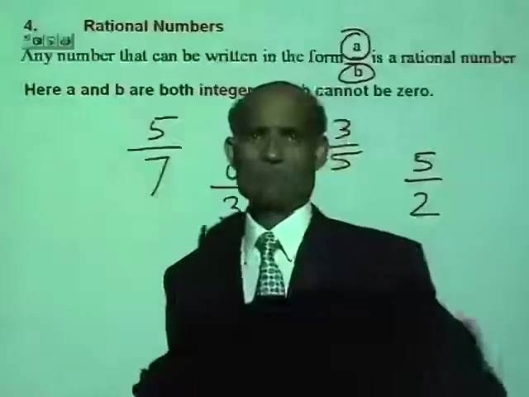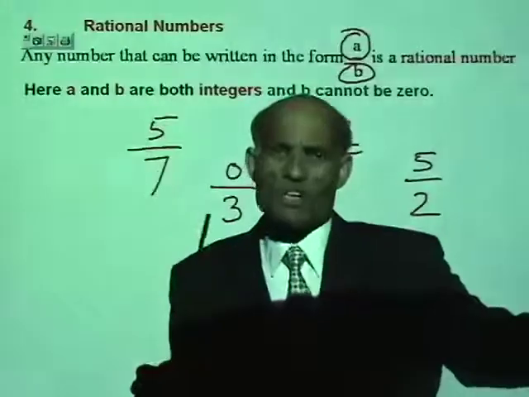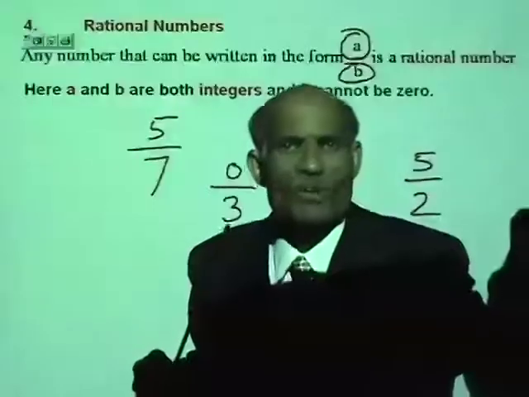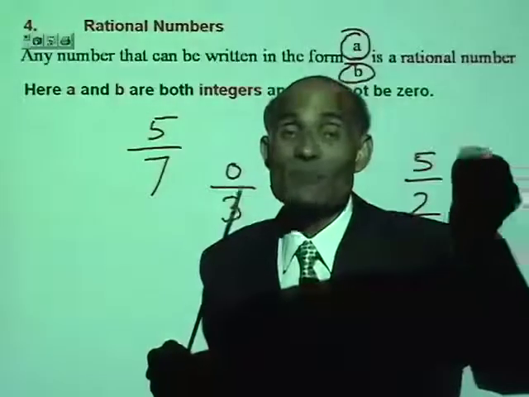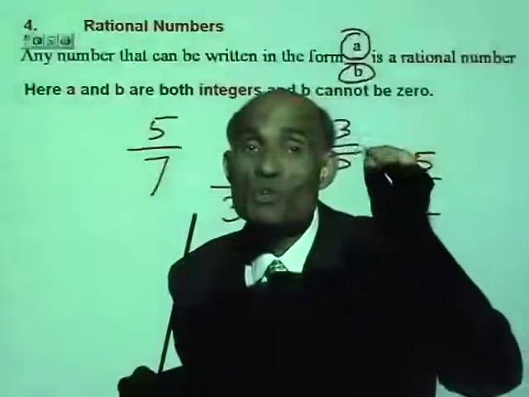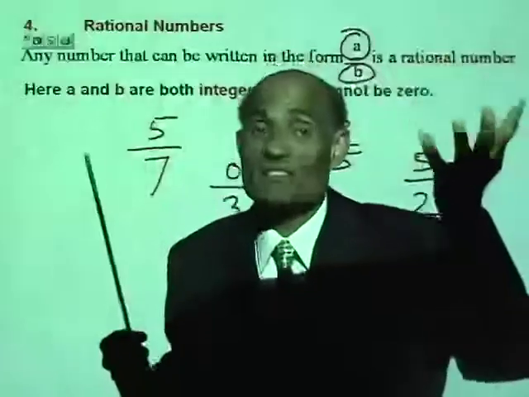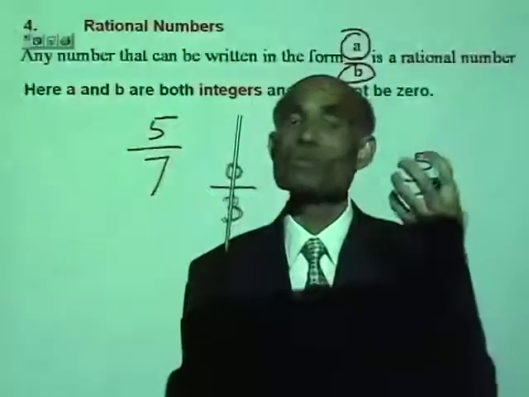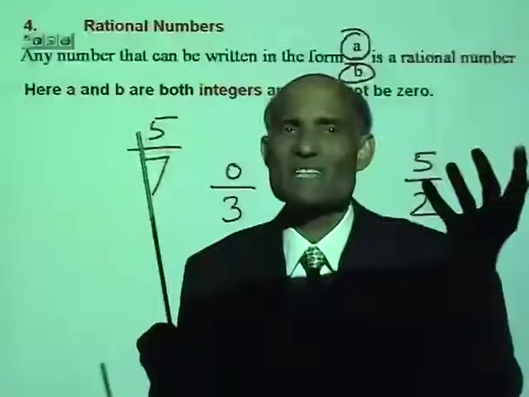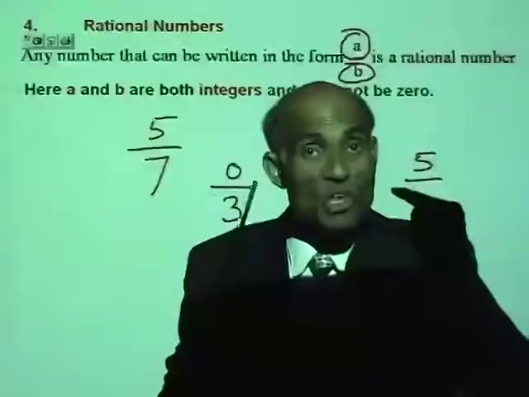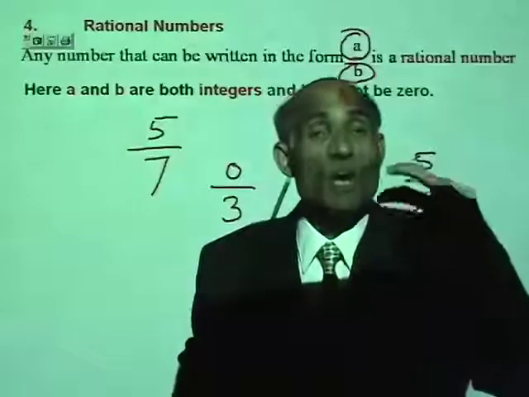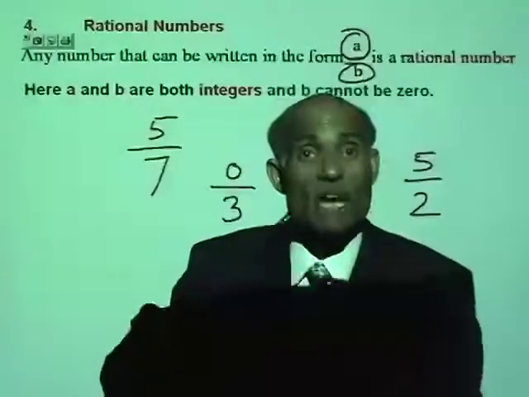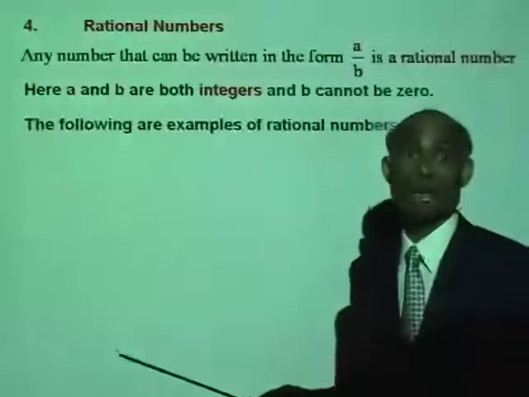Suppose we say that particular person, that man, is a rational man. What does that mean? He is rational. Well, it means what he is going to do, we can more or less guess. You see, a rational person is somebody whose behavior can be predicted. In the same way, a rational number is a number whose behavior can be predicted. Now, what kind of behavior does a rational number have?